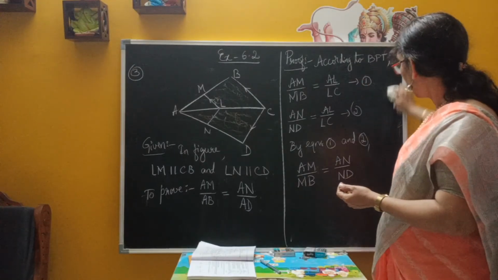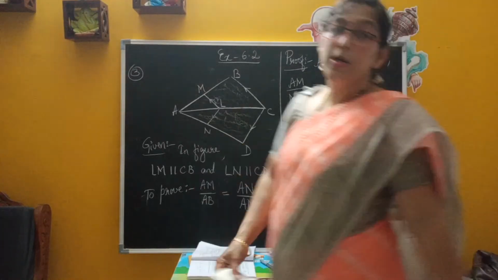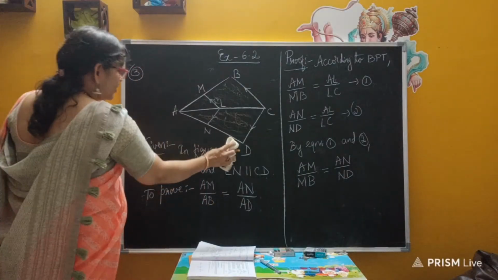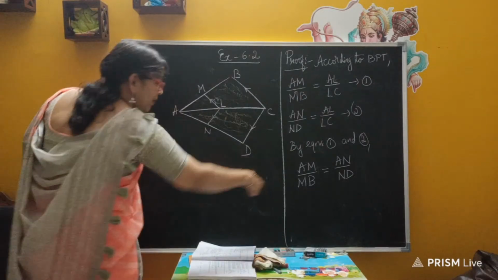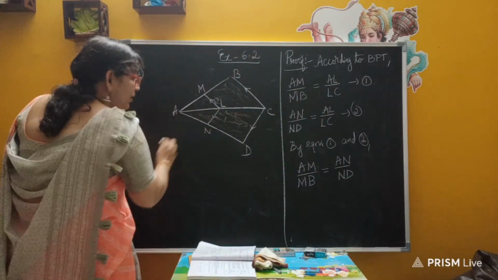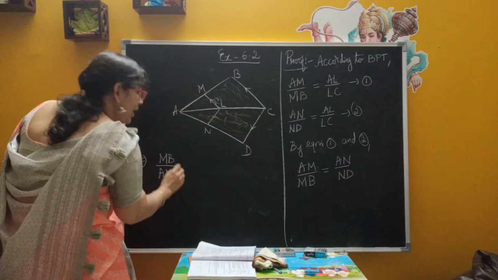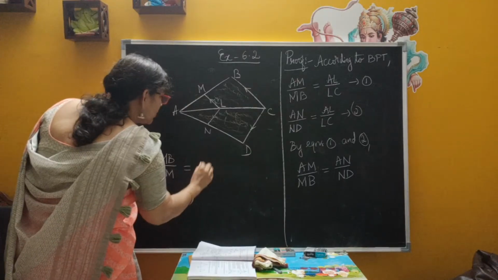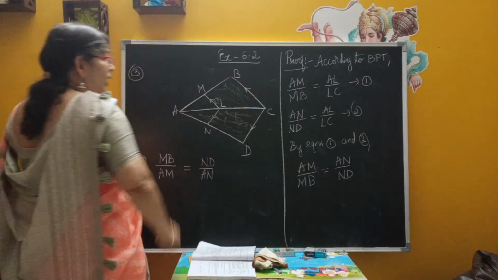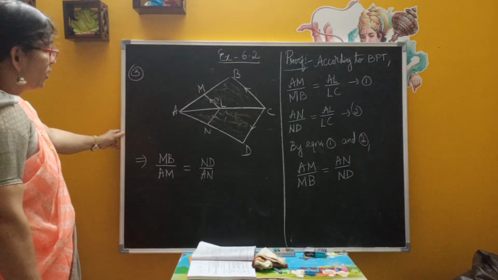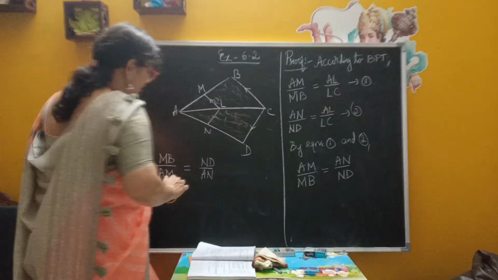So let us write the reciprocal of this now. I erase this given part. This implies, by this I am getting now, this implies MB by AM is equal to ND by AN. Okay, now let us add 1 to both LHS and RHS.